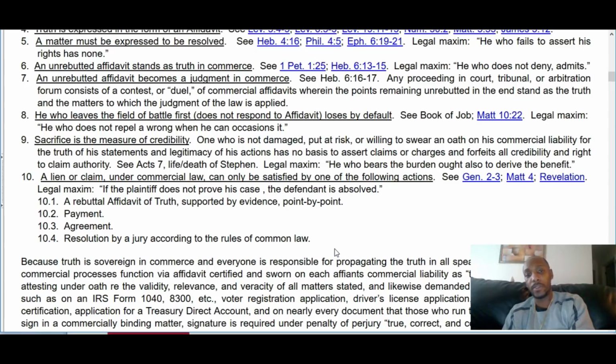Number 10, a lien or claim under commercial law can only be satisfied by one of the following actions. If the plaintiff does not prove his case, the defendant is absolved. 10.1, a rebuttal affidavit of truth supported by evidence point by point. 10.2 is payment. 10.3 is agreement. 10.4 is resolution by a jury according to the rules of common law. So these are the different points of action by which a lien or a claim under commercial law can be satisfied.